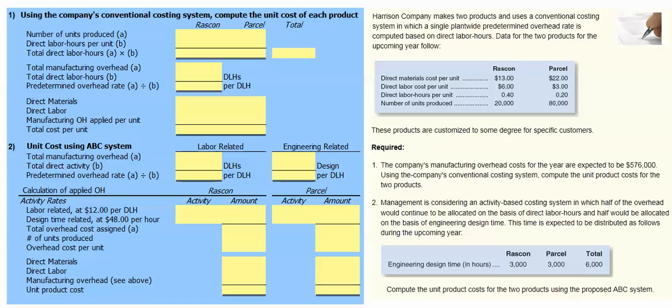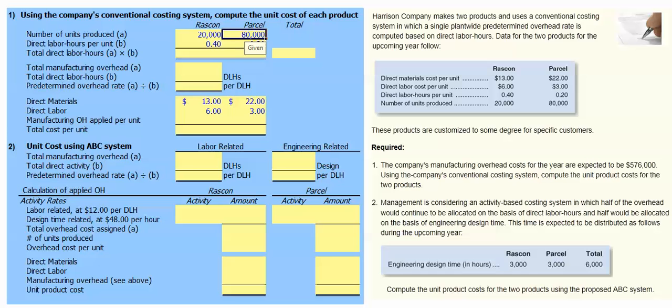Our direct material cost per unit is expected to be $13 for the Rascon. Our direct labor cost per unit is $6. And we expect to spend 0.4 direct labor hours on each unit of the Rascon and expect to produce 20,000 units. For the Parcel, our direct material cost per unit is $22. Our direct labor cost per unit is $3, and our direct labor hours per unit is 0.2, and we expect to produce 80,000 units of the Parcel during the coming year.